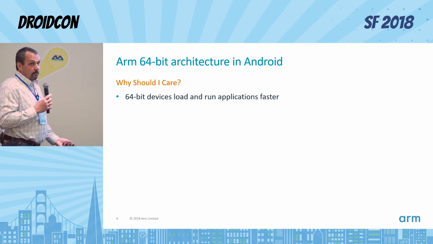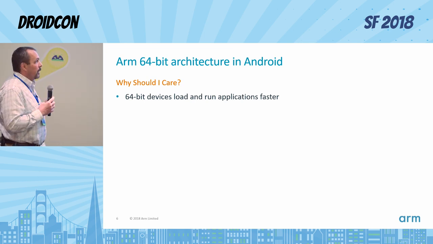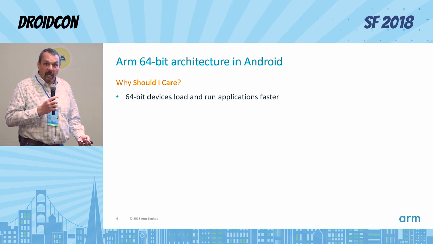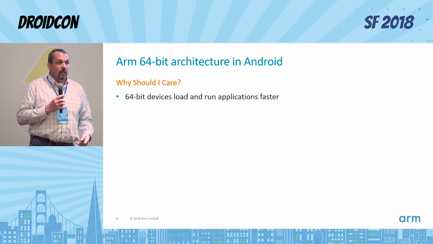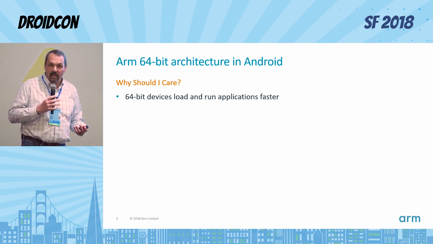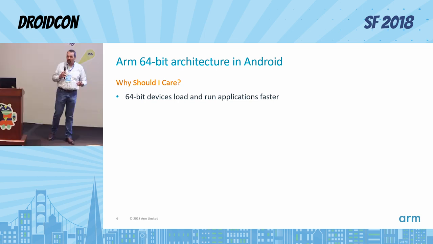So as an Android developer, why should you care? I think that in general, 64-bit apps will tend to load faster, fetch larger chunks of data, and power down faster. There's actually more performance, and potentially more battery life as well.